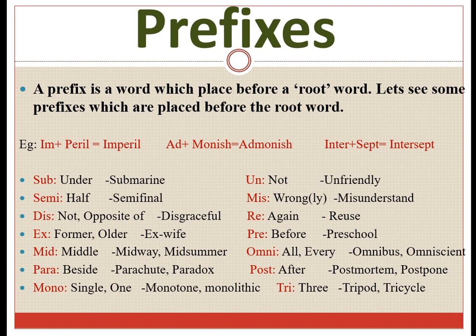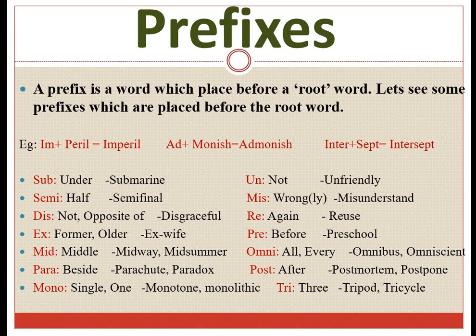Then you have un means not, unfriendly. Mis means wrongly, misunderstand. Then the meaning for re is again. The example for this prefix is reuse. Then the meaning for pre is before. The example for this prefix is preschool. Then omni means all or every. So the example for this omni is omnibus, omniscient.